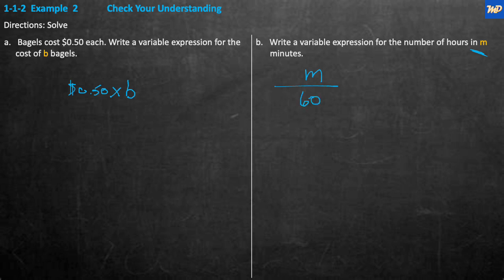And this is your variable expression. If you had a 60 for m, 60 over 60 would be 1 hour. If you had 30, 30 over 60 would be 1/2 hour. Okay, so that's how this is done.